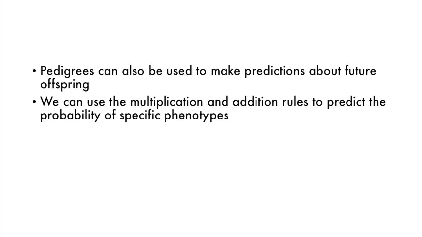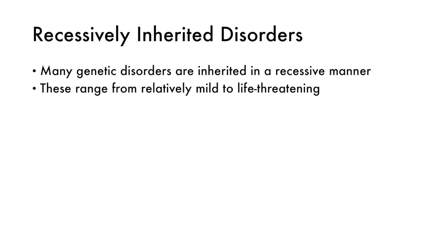So we can use these pedigrees to try and map certain characteristics about future generations, and we can use what we know about genetics to determine the probability of specific phenotypes, particularly ones that may be undesirable, like hemophilia or red-green color blindness, or any of a number of other diseases that are inherited in these particular ways.